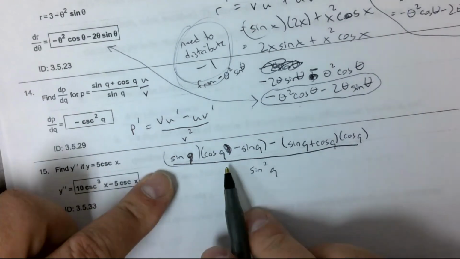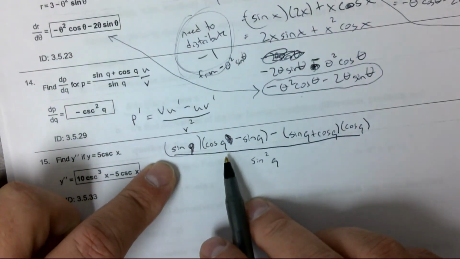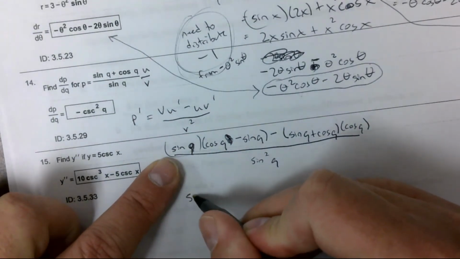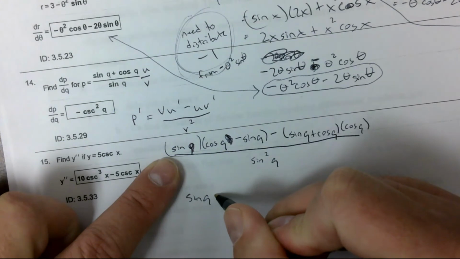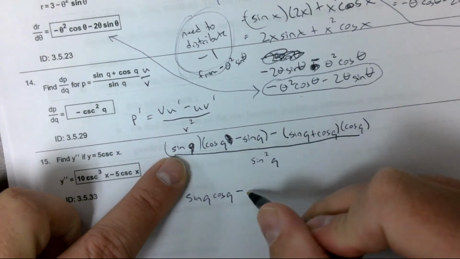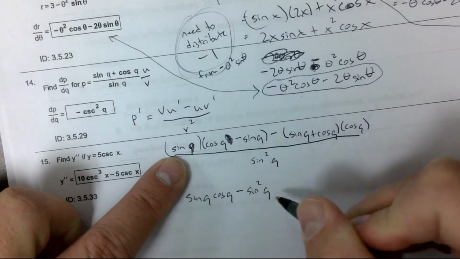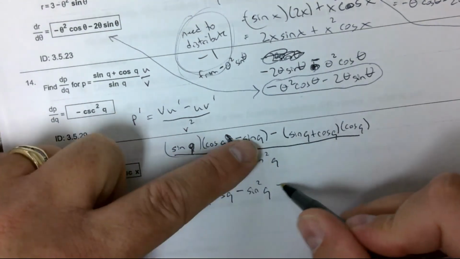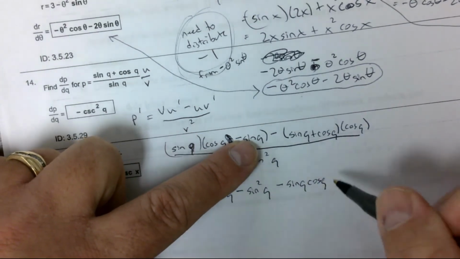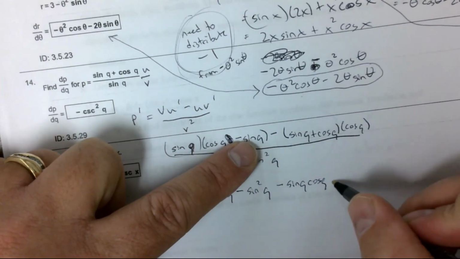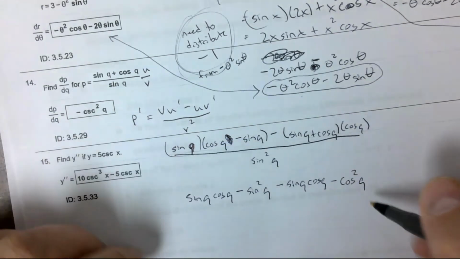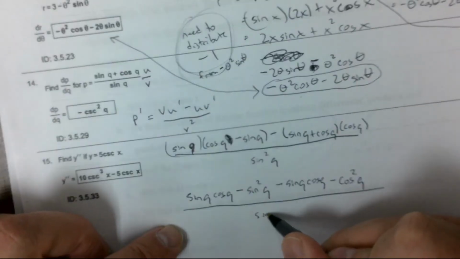Now let's start distributing and see what happens. So sine q times cosine q minus sine squared q minus sine q cosine q minus cosine squared q, all over sine squared q.